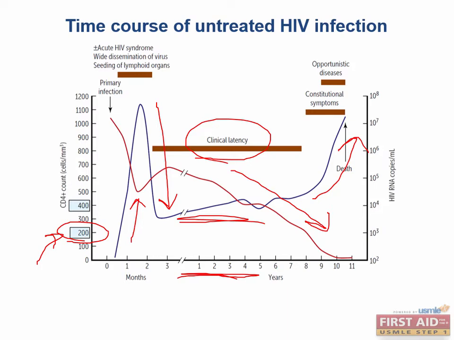A good way to remember the progression of HIV is to think about it in 4 stages that all start with the letter F. Number 1, flu-like. Number 2, feeling fine. Number 3, falling count, CD4 that is. And number 4, final crisis.